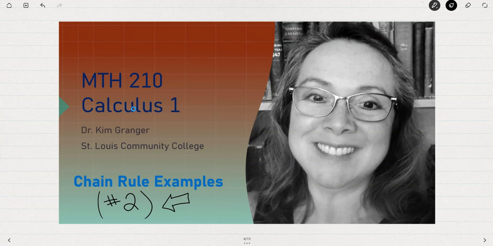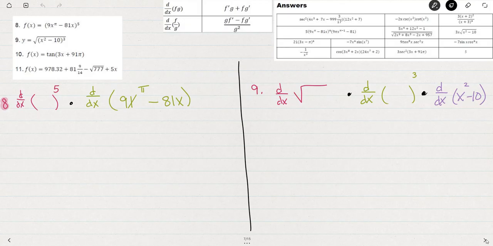In this video, I'd like to continue doing some examples of finding derivatives using the chain rule. And if you missed it, this is the second set of examples. The first video covered 7 examples, and the second video will cover 7 more. Let's take this first one.